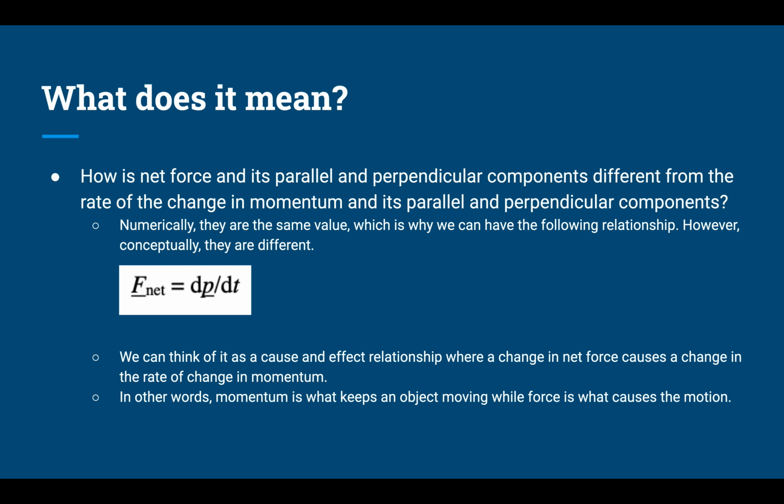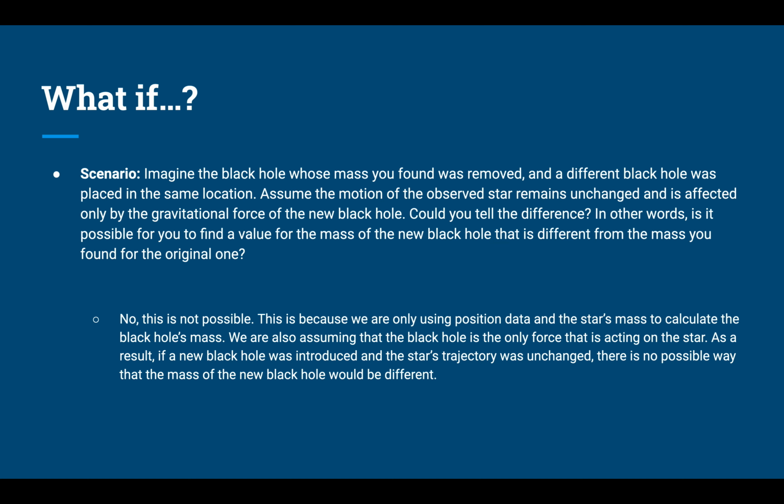So what does it mean? How are net force and its parallel and perpendicular components different from the rate of change in momentum and its parallel and perpendicular components? Numerically, they're the same value, which is why we can have the following relationship, Fnet equals dp/dt, but conceptually they are different. We can think of it as a cause and effect relationship where a change in net force causes a change in the rate of momentum. In other words, momentum is what keeps an object moving, while force is what causes this motion.